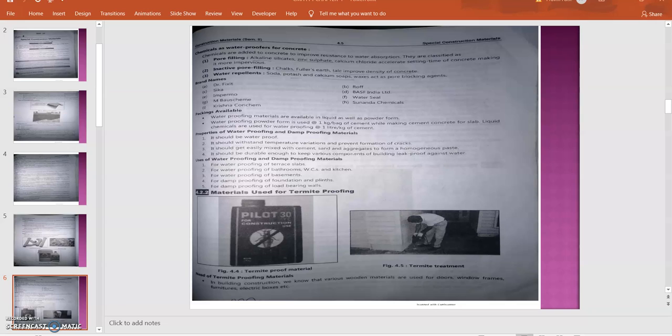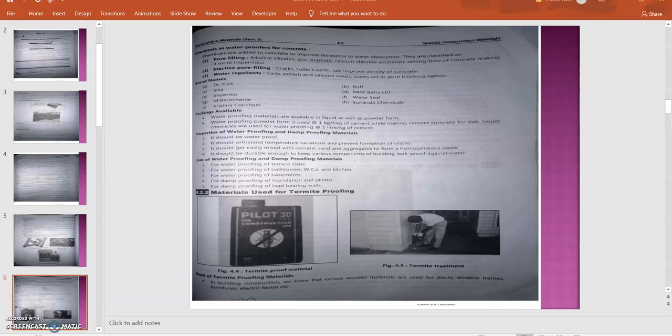Then properties of the waterproofing and damp proofing materials. Normally they should possess a watertight or waterproof property. Second, they should withstand temperature variation and prevent the formation of cracks. Then they should mix easily with cement, sand, and aggregates to form a homogeneous paste. They should also be durable enough to keep various components of the building leak proof against water.